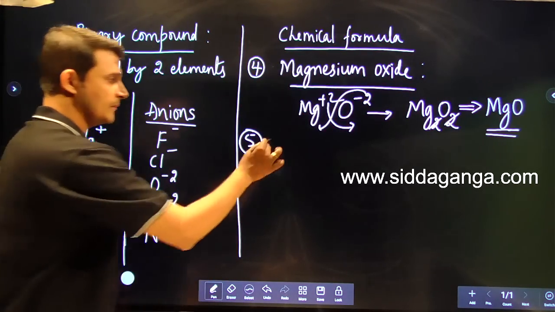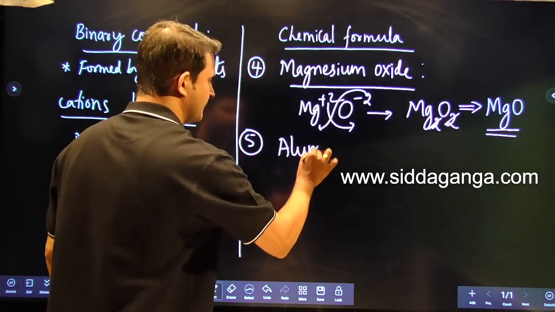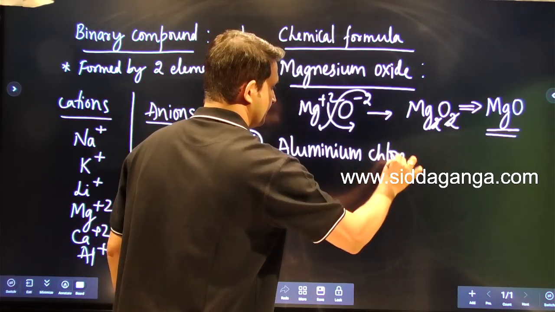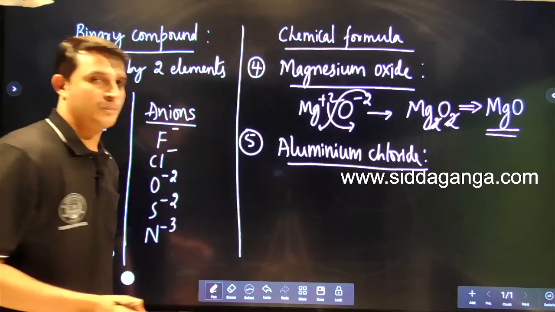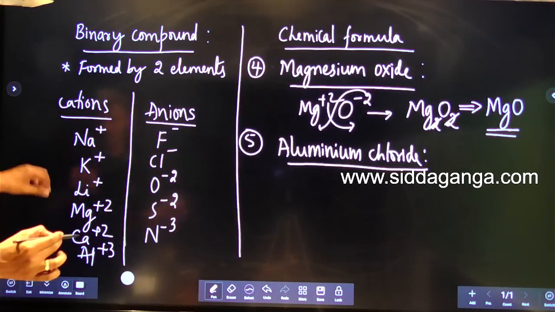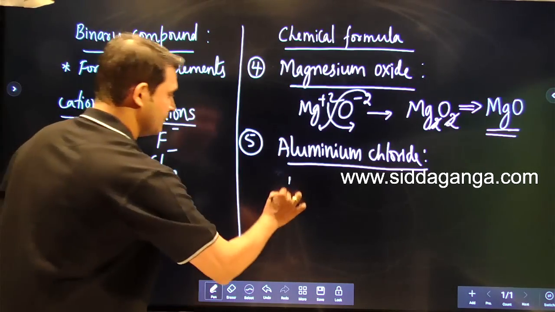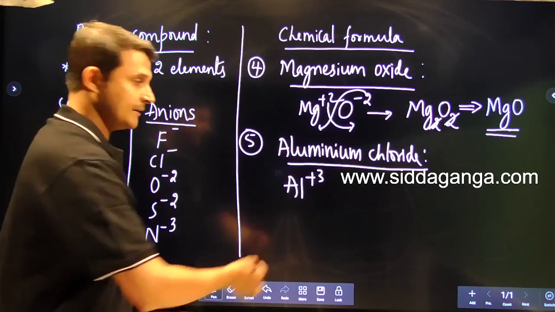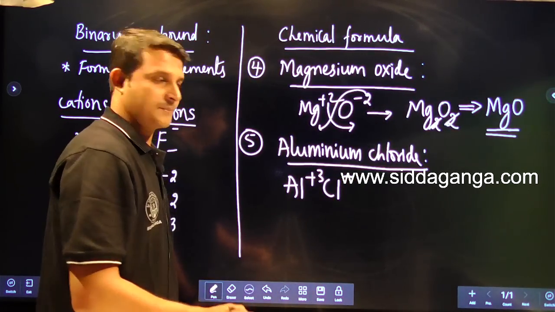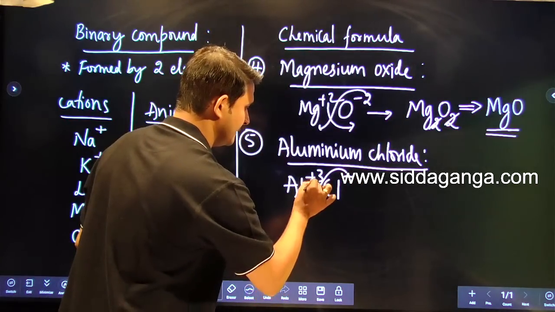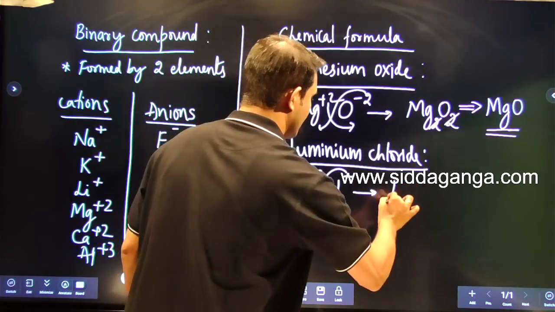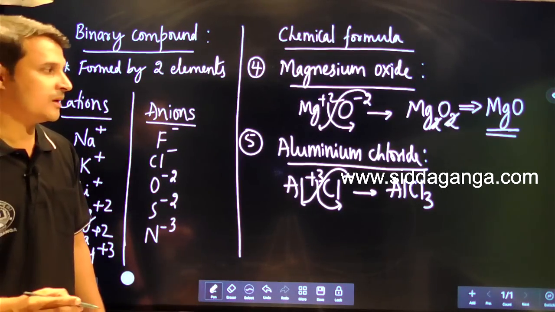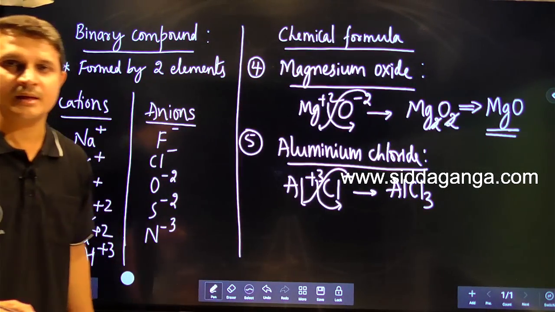Next, aluminium chloride. Aluminium is Al plus 3. Chloride is Cl minus. So 1 here, 3 here, forming AlCl3 as the formula of aluminium chloride, AlCl3.